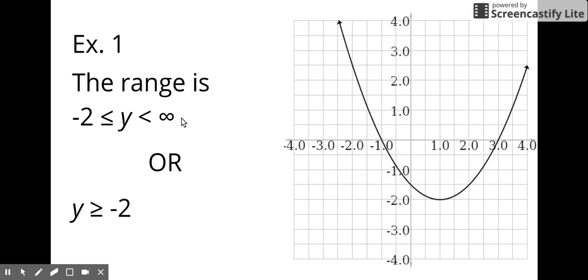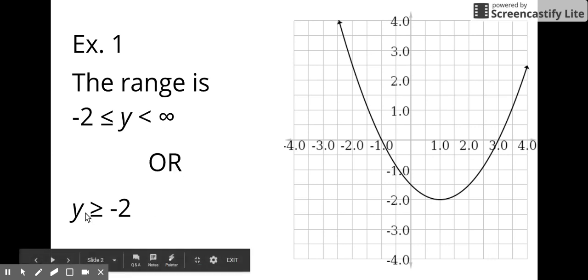And you can either write it including the infinity right here. And by including, I just mean by writing it down. Or you can choose to not write the infinity because it's understood. If y is greater than or equal to -2, that means that it's going to be approaching infinity as well.